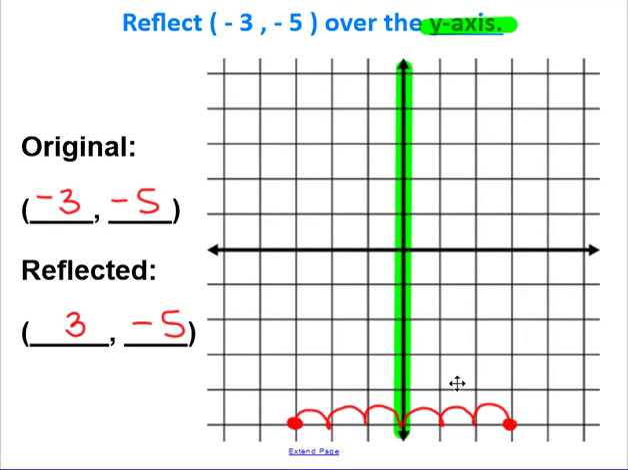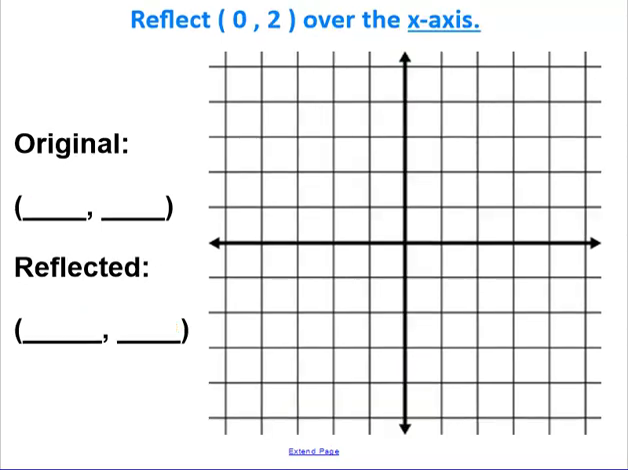You can also figure that out quite quickly by knowing that you're in quadrant 4, and knowing that in quadrant 4, your x is positive, your y is negative. Let's look at the next one.